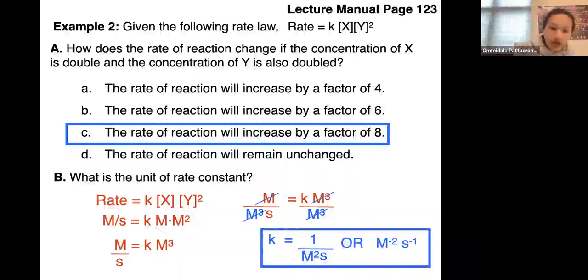So the units of the rate constant depend on the reaction order. It is affected by the power of each of those reactants. In order to find the unit of the rate constant, you will need to set up this type of calculation to find the proper unit.